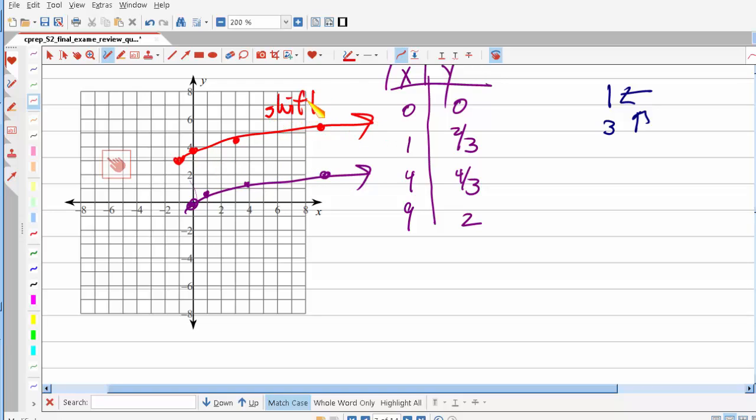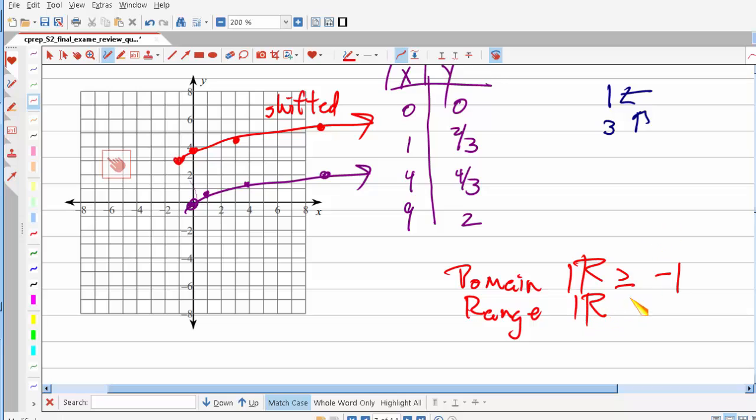And now I need the domain and range. So the domain is going to be all real numbers greater than or equal to -1. And the range is going to be all real numbers greater than or equal to 3. So if you look at it, the graph never exists anywhere where x is less than -1. And the parent function or the shifted function never exists anywhere below y equals 3. So that's why the domain and range are that.